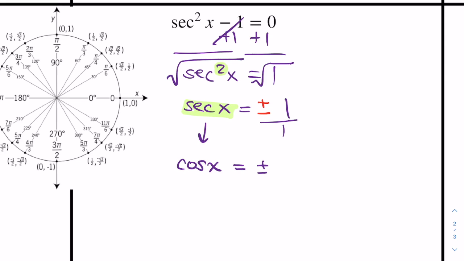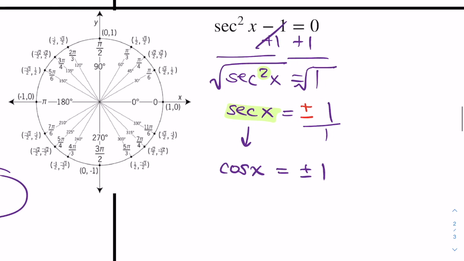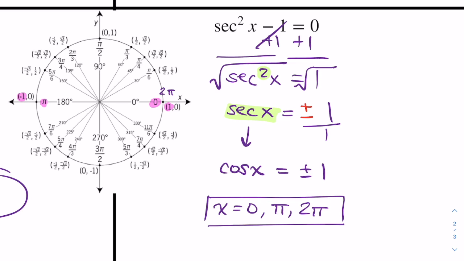Well, we're in the same position as last time. We're just asking, where is cosine x plus or minus 1? I see it right there. At 0, or don't forget that's also 2 pi, and here at pi. So the options would be 0, pi, and 2 pi. Those would be your answers.